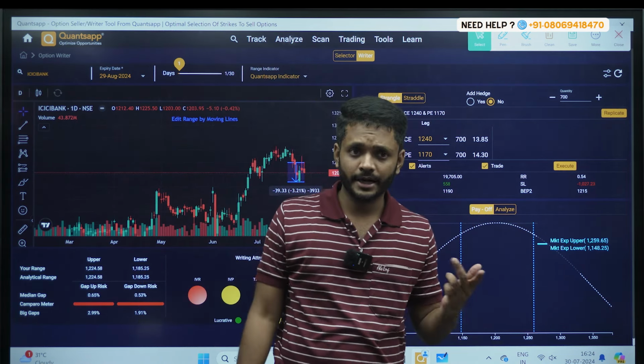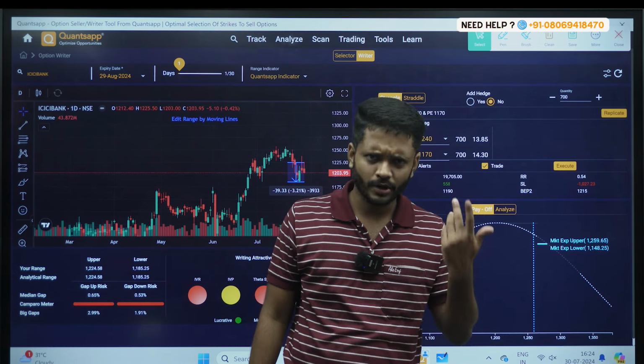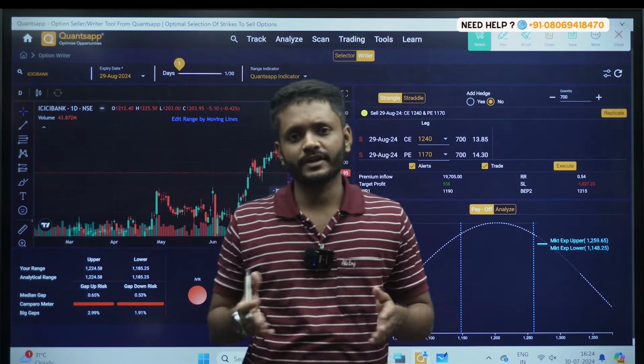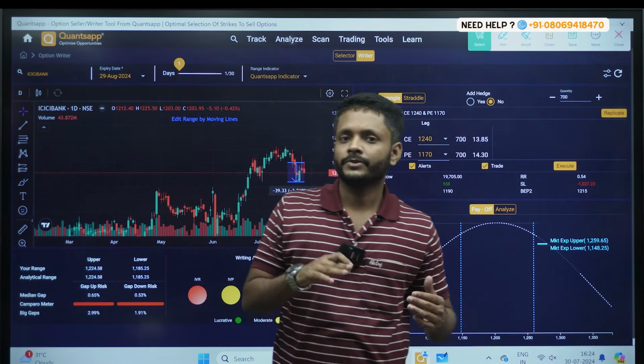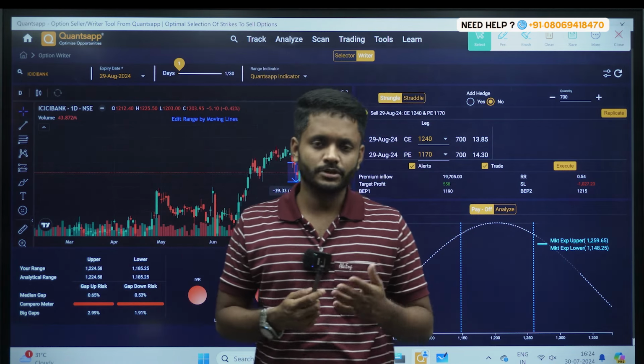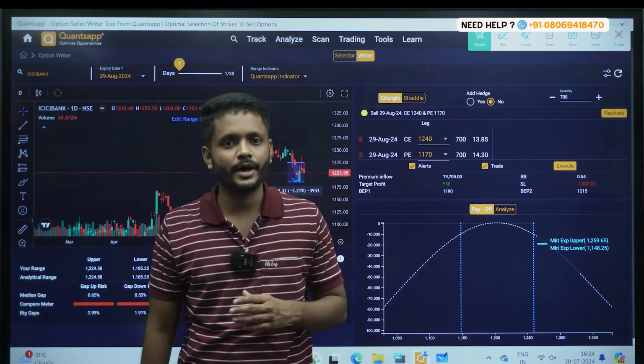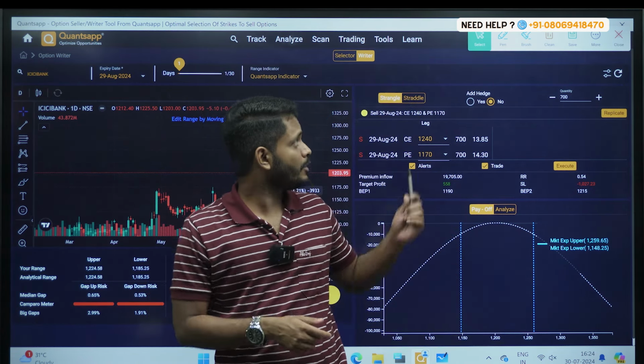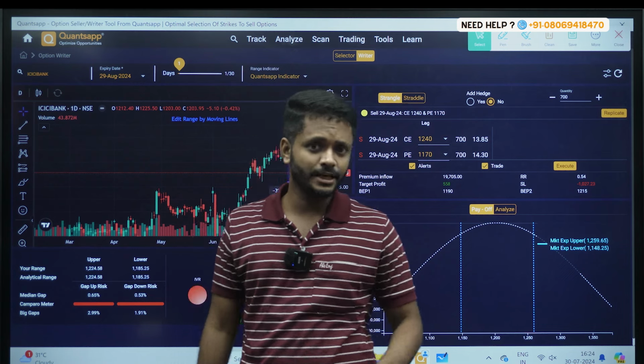Because if you check out State Bank of India, ICICI Bank, Reliance, or anything, these are heavyweights. If these stocks keep on moving, even the Nifty will keep on moving. So when the heavyweights and the Nifty are on the upside, the overall environment is not meant for option selling. That's why it is not giving me a green signal to execute.